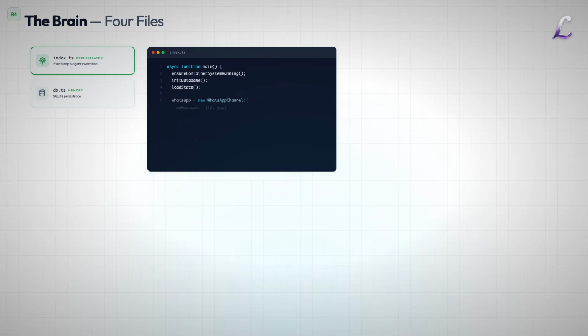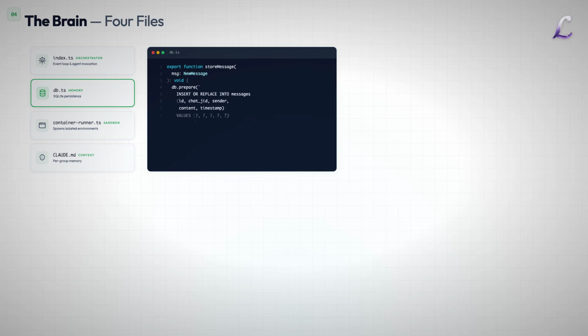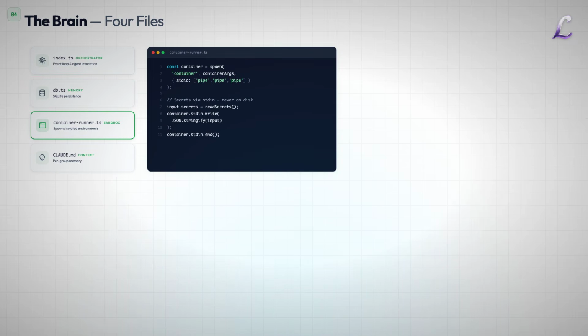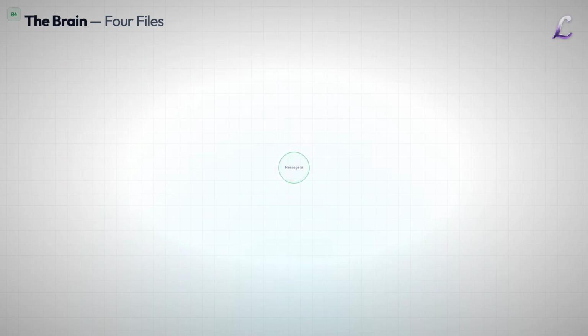Index.ts is the orchestrator. It manages the event loop and triggers agents. db.ts handles SQLite persistence, ensuring your assistant remembers context. ContainerRunner.ts spawns the ephemeral sandboxes, and Claude.md provides per-group memory files. No middleware, no complex routing, just a direct line. Message in, agent thinks, response out.